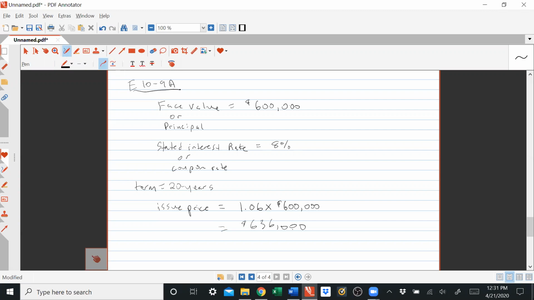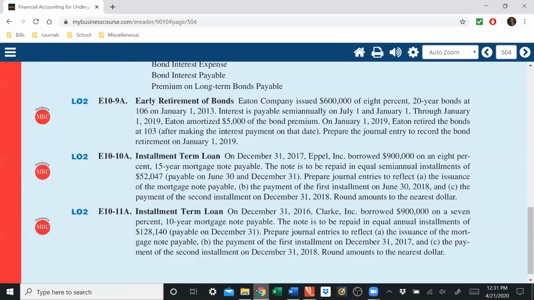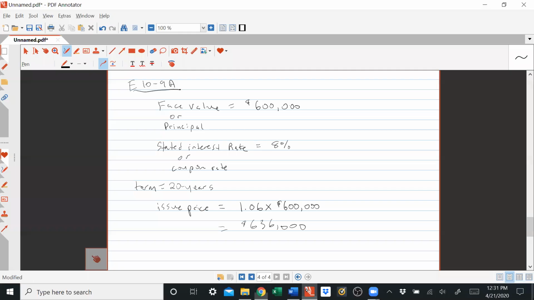So Eaton's going to get $636,000 on January 1st, 2013. What are they giving in exchange for that $636,000? They're giving a bond certificate, which essentially is a promise that they're going to pay $600,000 back to the lender 20 years from now. So on January 1st, 2033, that's 20 years from January 1st, 2013.